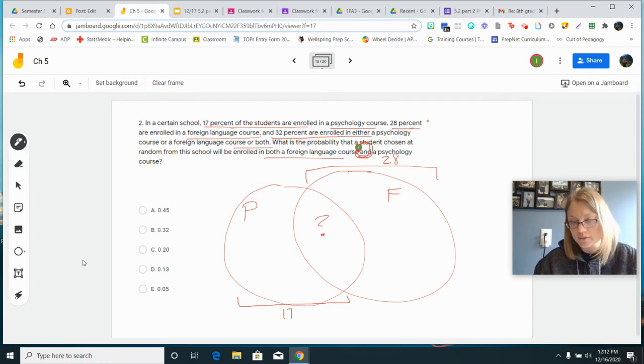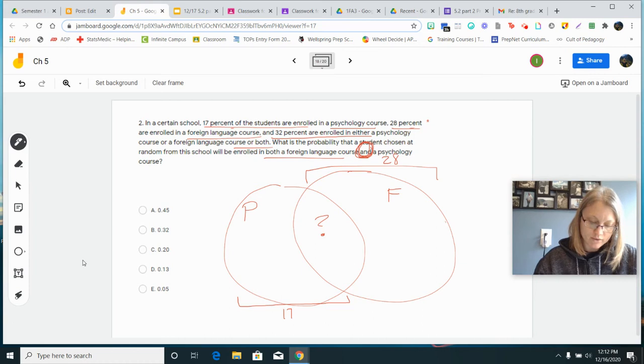So these are not mutually exclusive because obviously you can take a psychology course and a foreign language course at the same time, in the same semester. So we want to find the overlap of where we have both people. So how many people do both courses? So we want to look at the wording here.